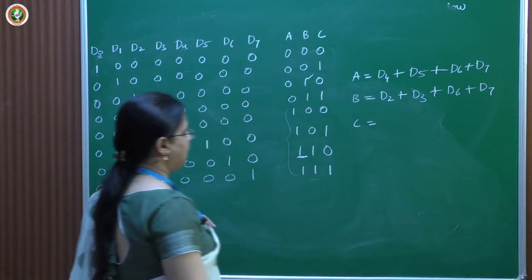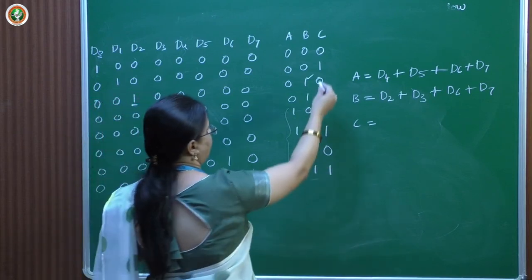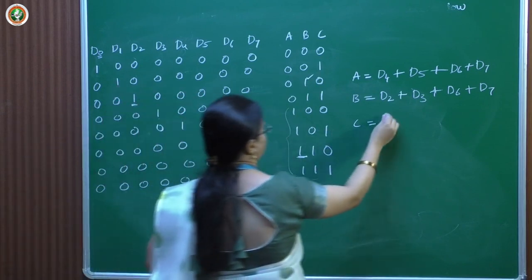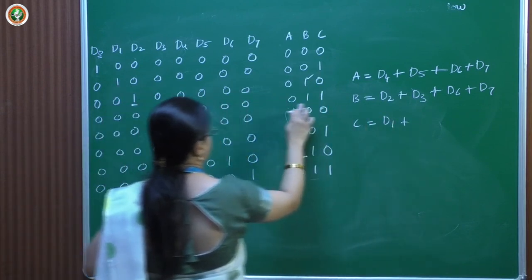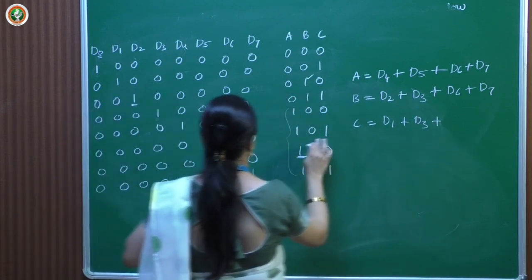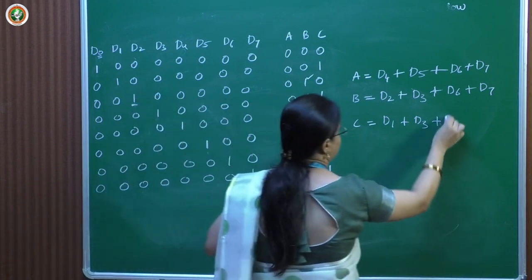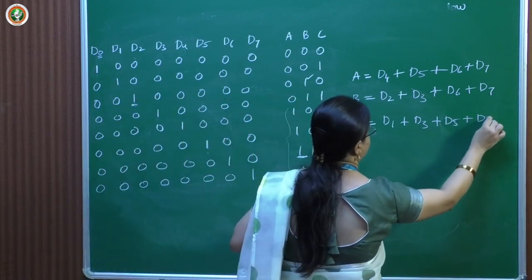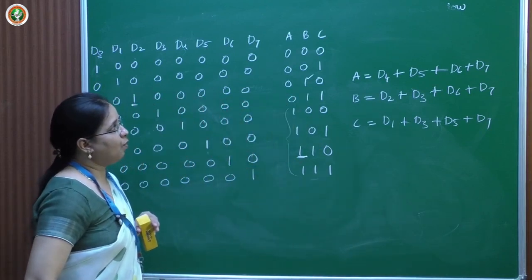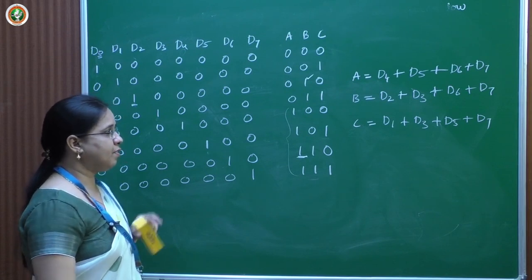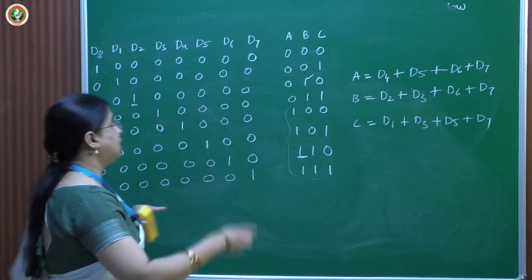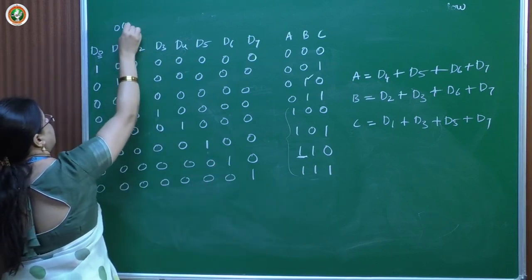Okay. Once I get C, what should be done? I have to identify again the entries. This will be D1 plus next entry is for D3 plus next entry is for D5 plus next entry is for D7. Okay, so I hope you have got how to write the logical expression for the output variables in this octal to binary encoder.